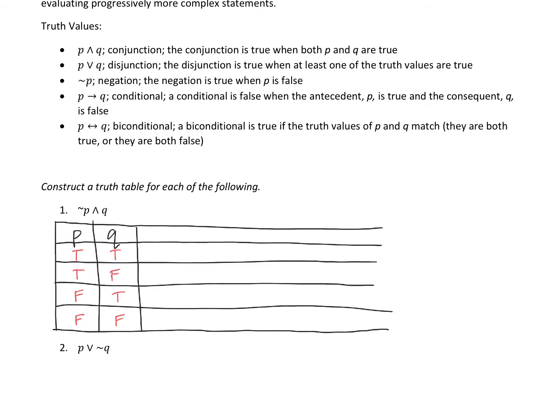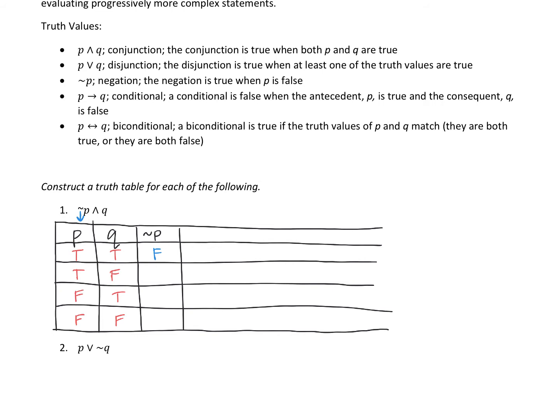Then what you want to do is look at your statement. So I have not P. Next I'm going to add not P to my truth table. Remember that the negation is always the opposite truth value of what was originally there. So if P is true, then not P is false. At this point, I'm using the P column and negating that.